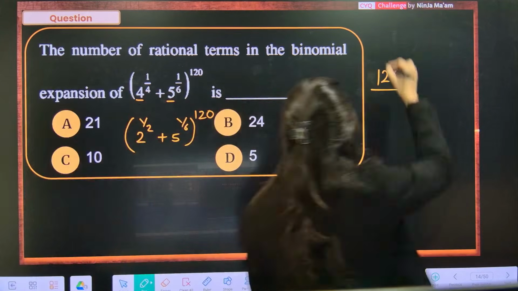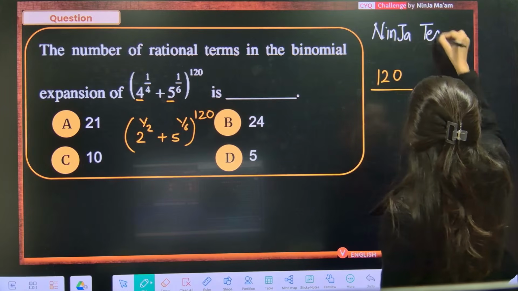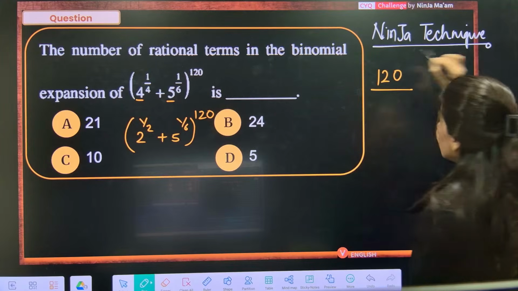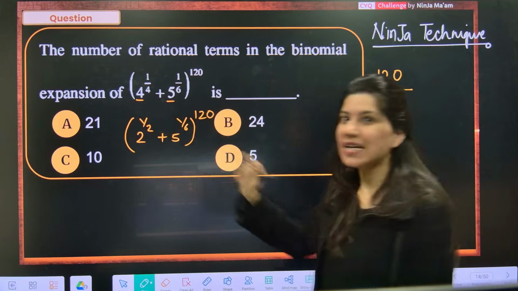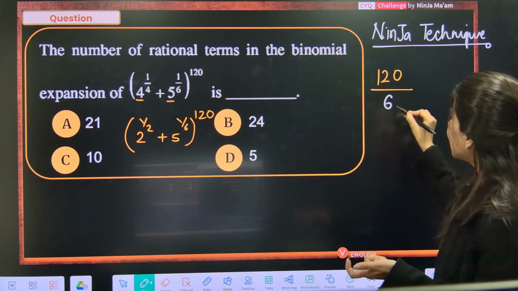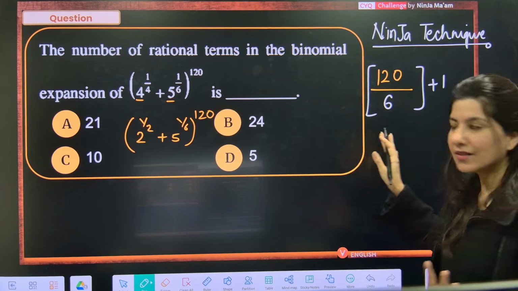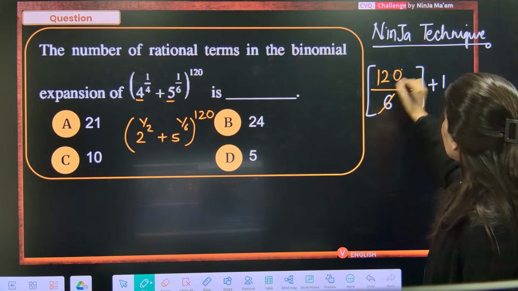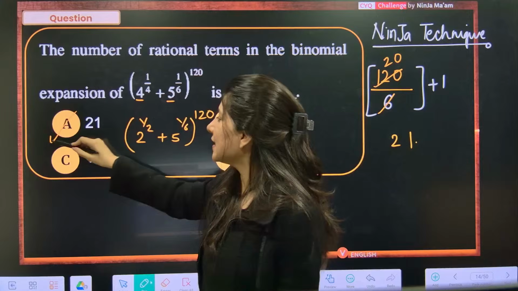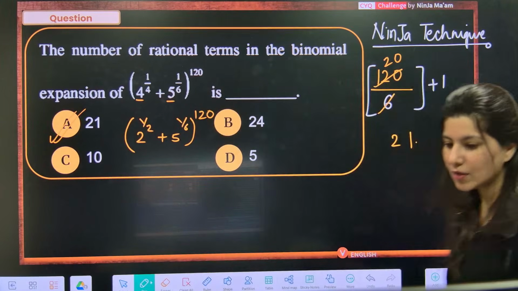The ninja technique says 120 upon the LCM of 2 and 6. The LCM of 2 and 6 is 6, and then plus 1. That's it. So this is going to be 20, 20 plus 1, 21. Easy peasy. Option A is absolutely right.